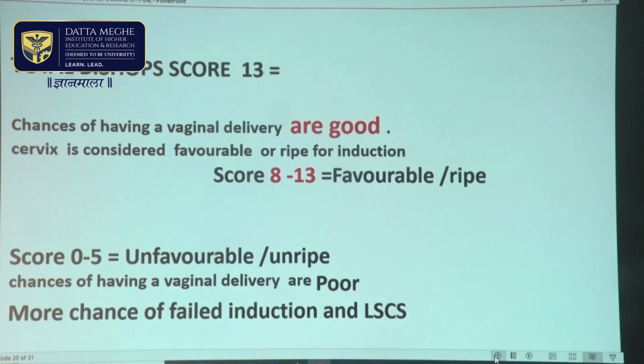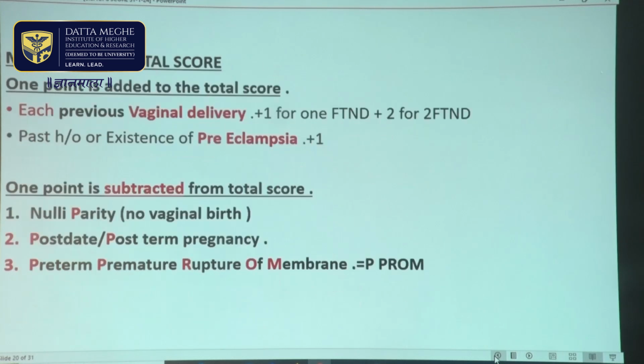So, the total scoring will be 13. A score of 8 to 13 is a favorable cervix, and a score of 0 to 5, or even 7, is an unfavorable cervix.